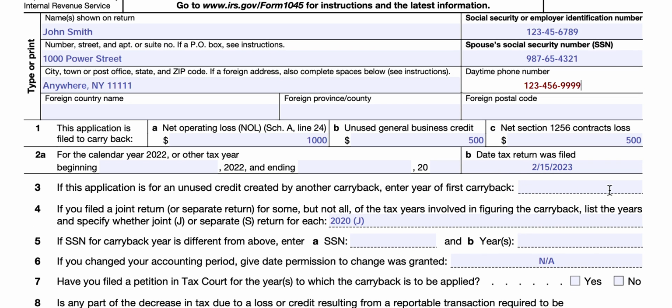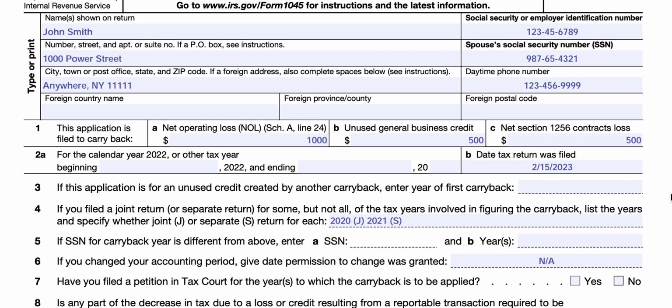For line 3, if applicable, you would enter the first year of your carryback if this is an application for an unused credit created by another carryback. And then in line 4, if you filed a joint return or a separate return for some but not all of the tax years involved in figuring the carryback, you would list the year or years filed and then specify each year whether it was a joint or a separate return. So I wrote in 2020, parentheses J. You could do 2021, parentheses S.